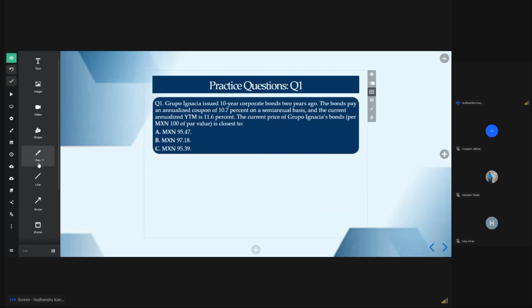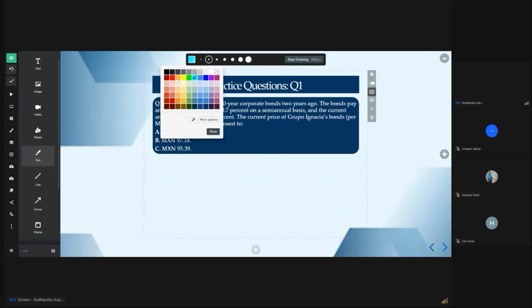Let's try to do this practice question. Tricky practice question, guys. Okay. Grupo Ignacia issued 10-year corporate bonds 2 years ago. The bonds have an annualized coupon of 10.7% on a semi-annual basis.